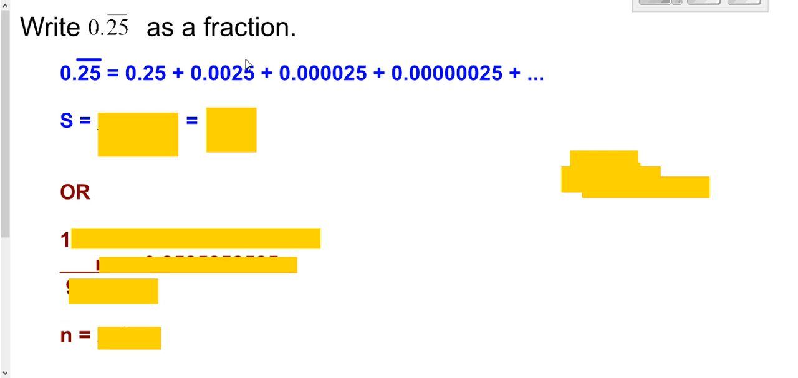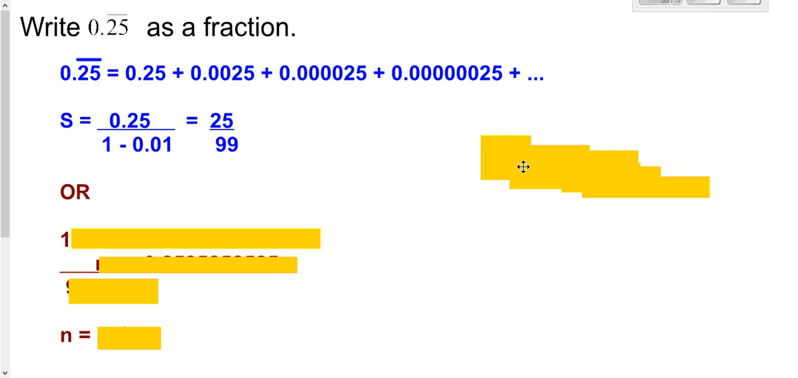Your ratio, you take the second term over the first term, and you would get 1/100. Or you could take the third term over your second term, and you would also get 1/100, which is between 1 and negative 1. So to find our sum, we can take our first term, which is 0.25, over 1 minus your ratio. Then we could type that in, or you could realize that you get 0.99 on the bottom. 0.25 over 0.99 is 25 over 99. That's one way to do it.